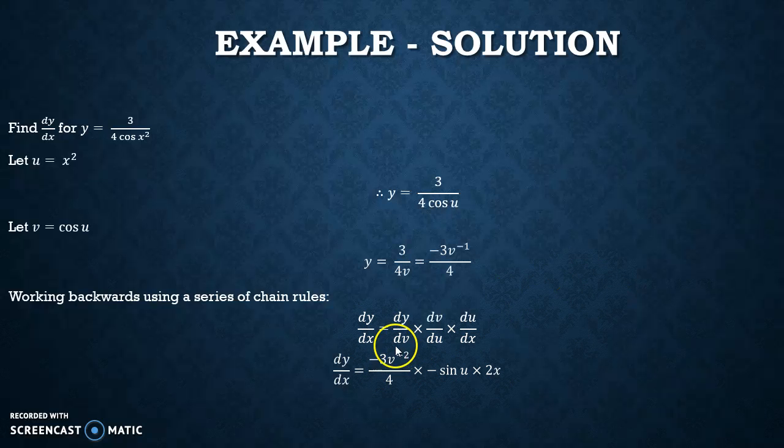The negative's fine now. So we've worked out the derivative of dy dv. So we've just worked out the derivative of this function. So that was a positive. The negative comes down. Subtract 1 from the index. And we get minus 3v to the minus 2 divided by 4, times the derivative of v with respect to u. So here we let v equal cos u, the derivative is negative sine u, and the derivative of u with respect to x, back up here, was just going to be 2x. So we've multiplied each step in that chain rule by each other.